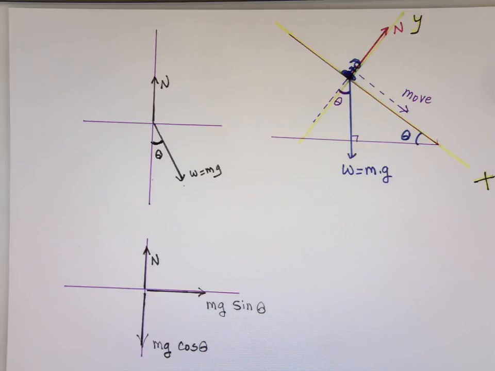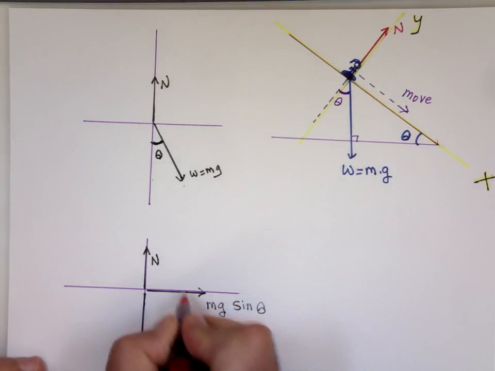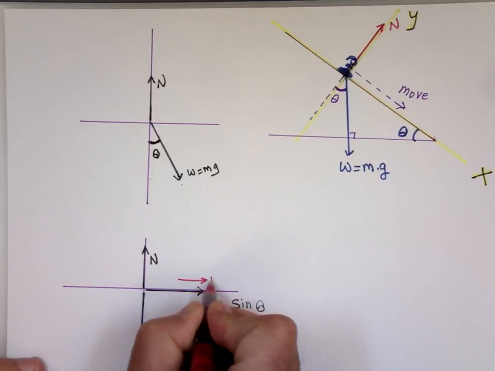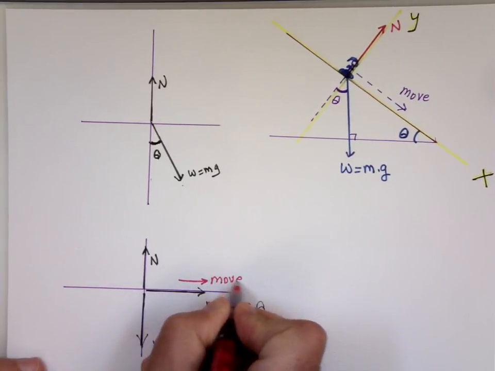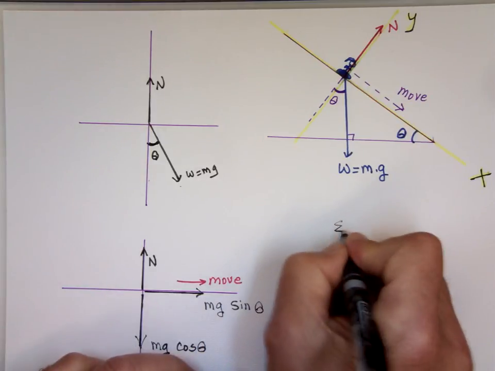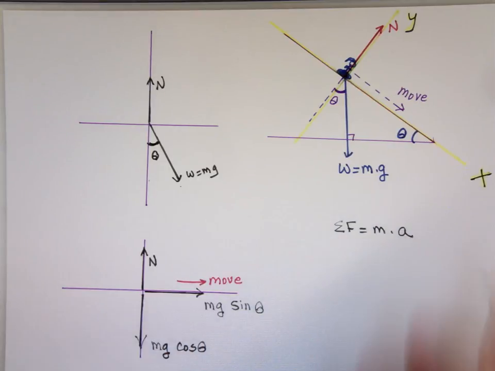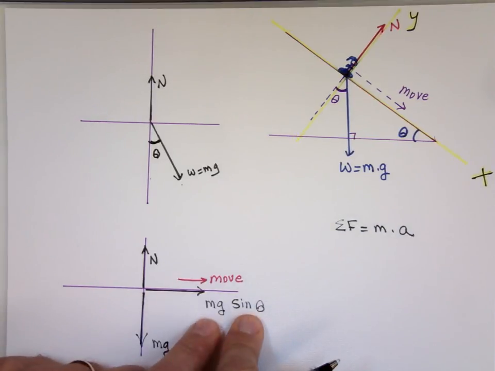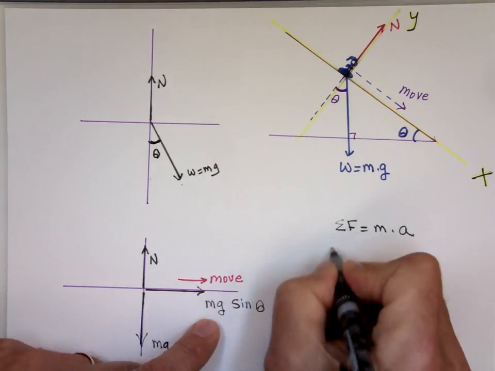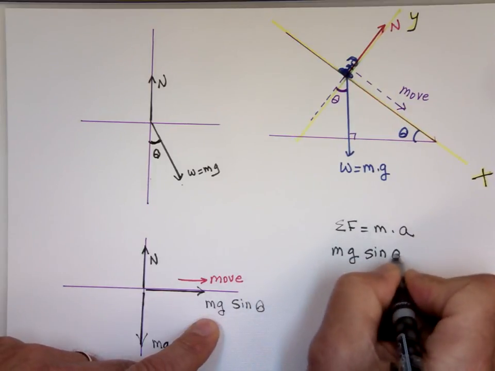We said you're going to move which direction? In the x direction. See that? I pointed out, you're going to be sliding down, so you're going to be moving in this direction. So let's see. The net force equals mass times acceleration. The net force is this one, mg sine theta, equals the mass times the acceleration.